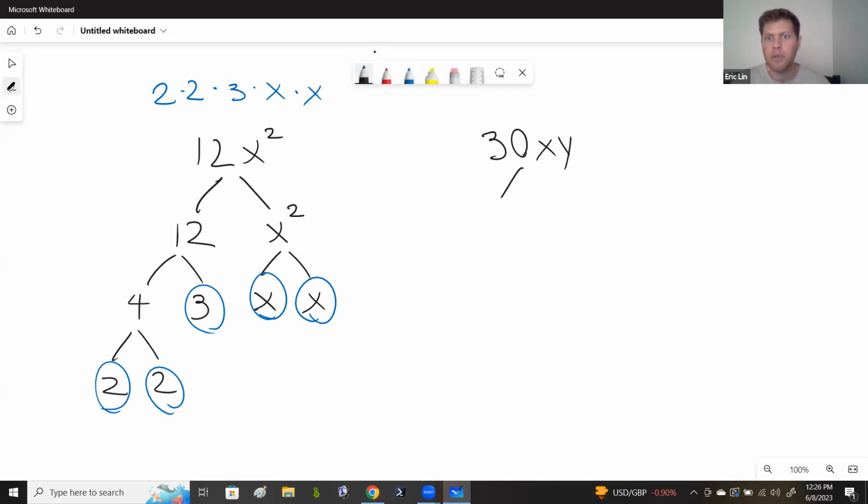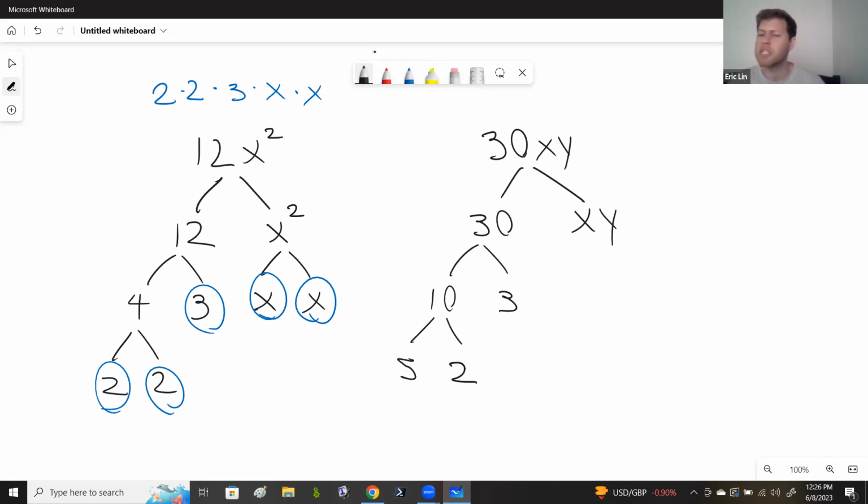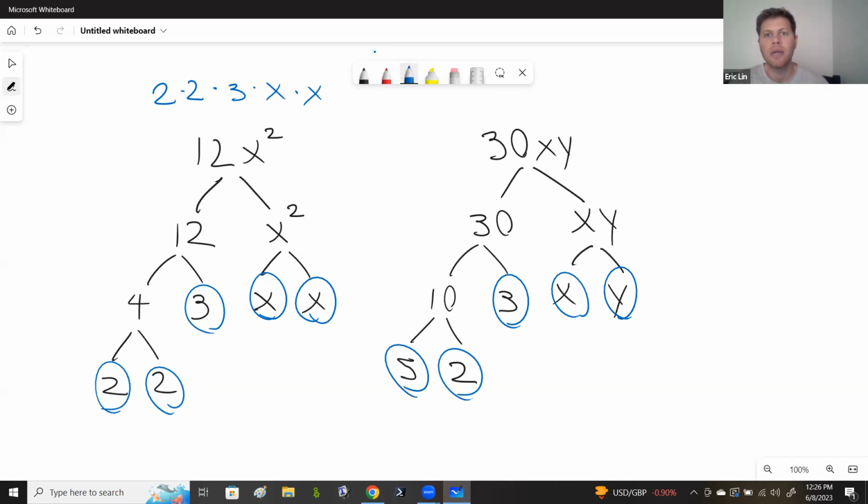30xy, similarly, I will put 30 over here. I'll put xy over here. 30, I'll say 10 and 3. And then 10 is 5 and 2, neither of which can be split up anymore. Those are both prime. And then I have x and y here. Okay, so I've got 5, 2, 3, x, y.